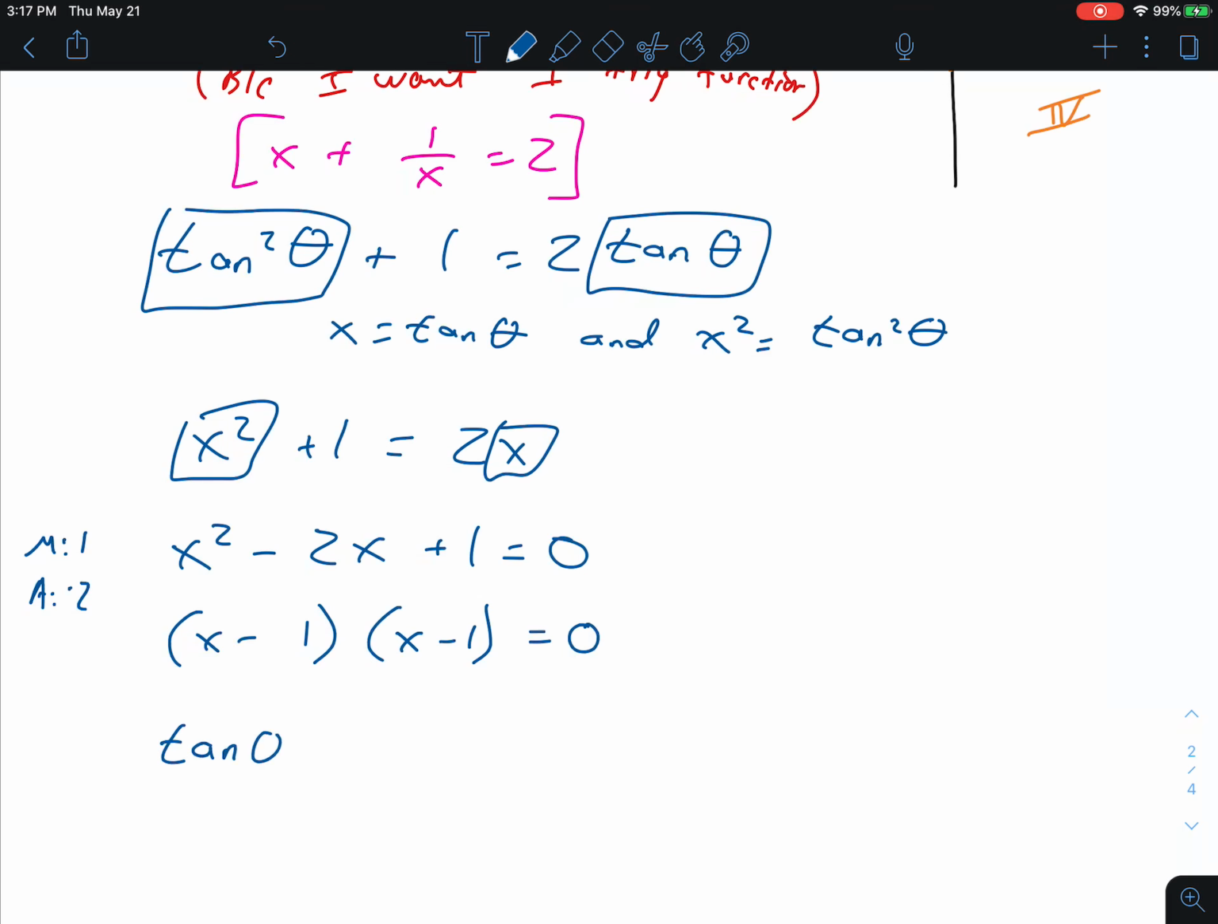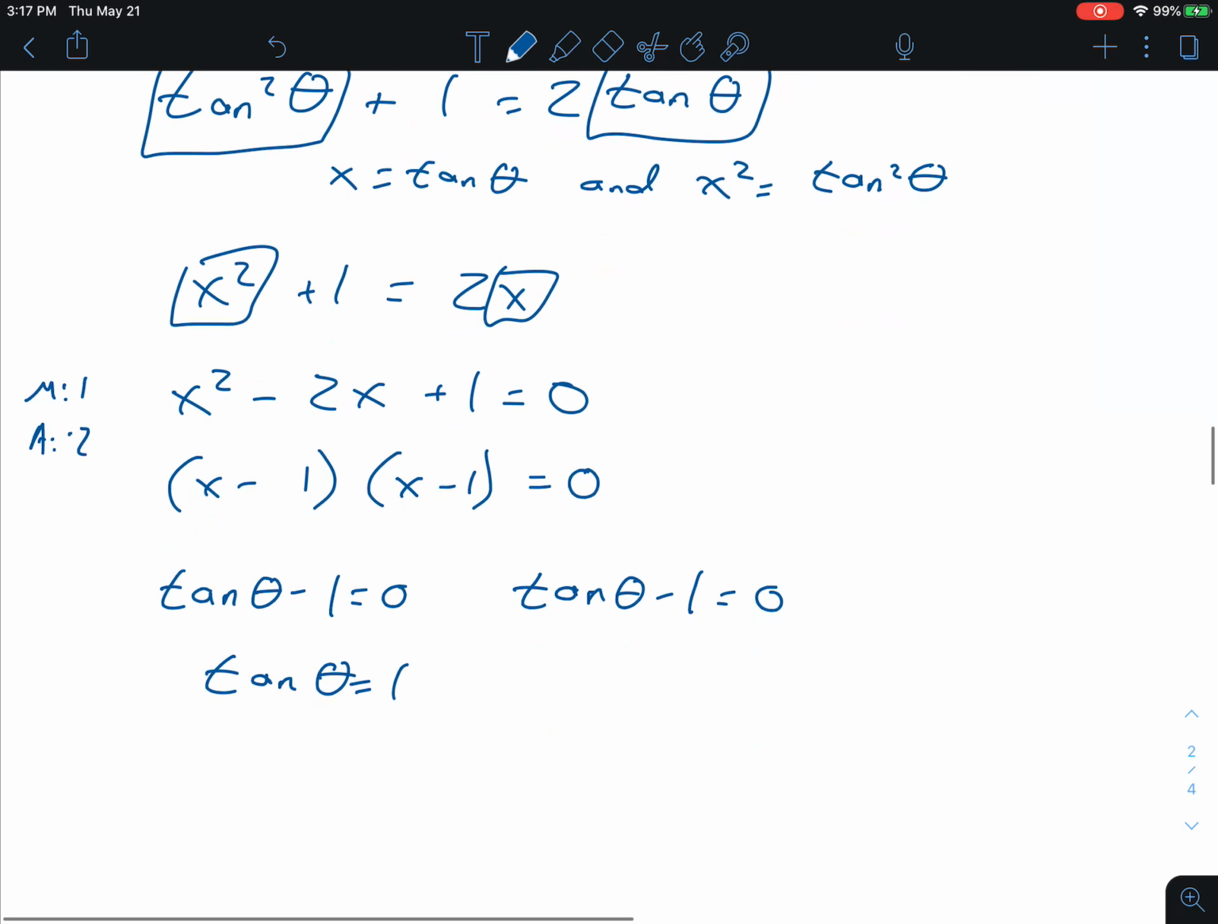So it's like a double root. Okay, and so now we can just replace this with tangent of theta minus 1 is equal to 0, and we replace it back with tangent of theta minus 1 is equal to 0. Tangent of theta equals 1. We get the same thing over here. Tangent of theta equals 1. So what angle for theta would give me 1?